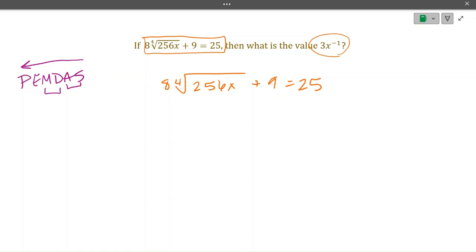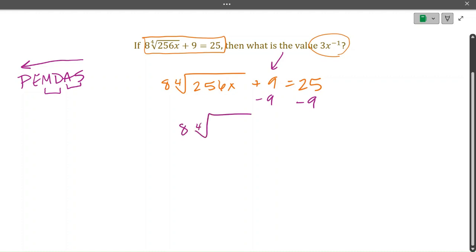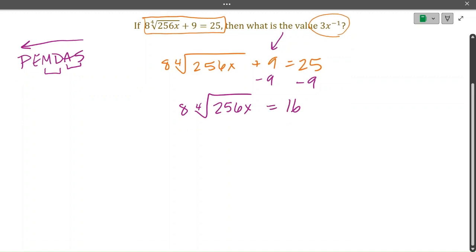When I look at this equation, there is nothing to simplify on the left side of the equation, which is why we're working PEMDAS backwards from the start. The addition that I see is that 9 is being added, so I'm going to subtract it from both sides. That leaves me with 8 times the fourth root of 256x equals 16. All right, we're off to a great start. We're going to move on to multiplication and division.